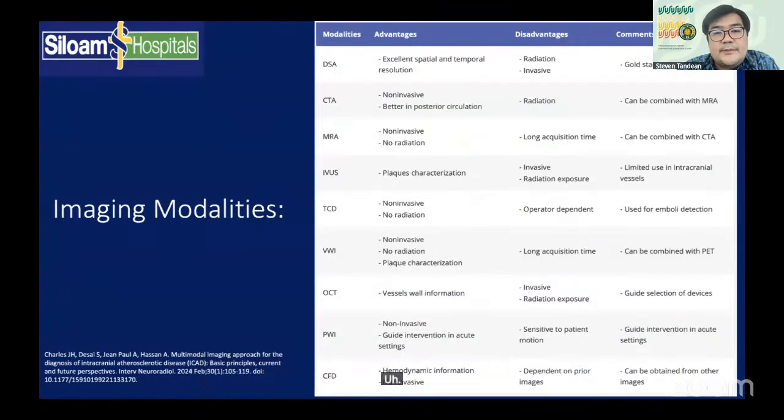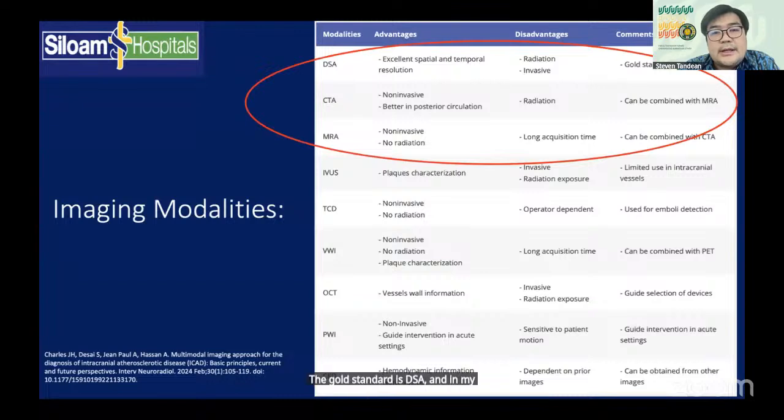There are a lot of imaging modalities to diagnose ICAT, but the gold standard is DSA, and in my hospital, I can only do DSA, CT, and also MRI.